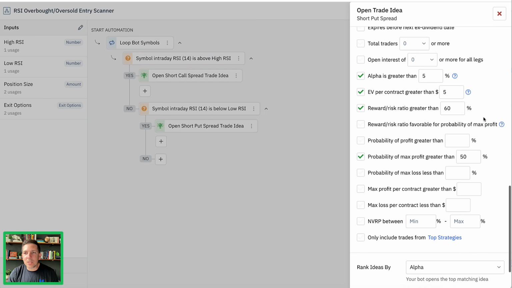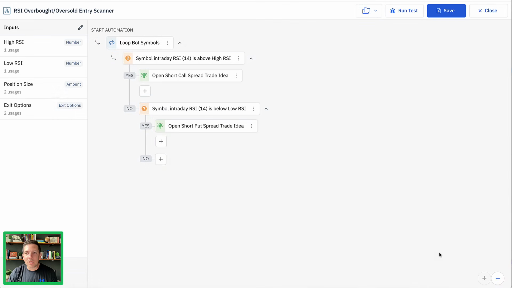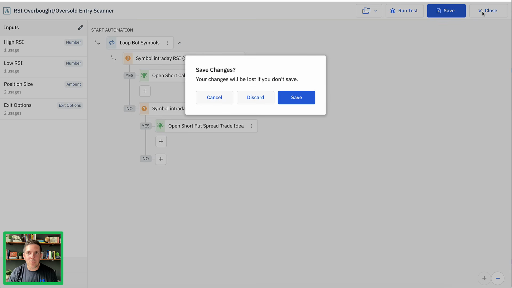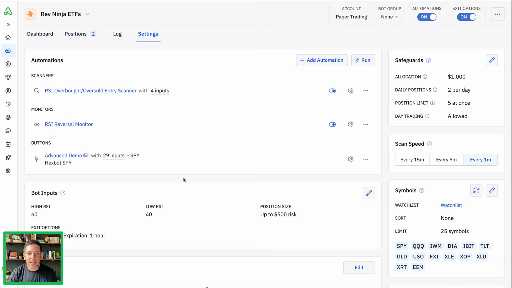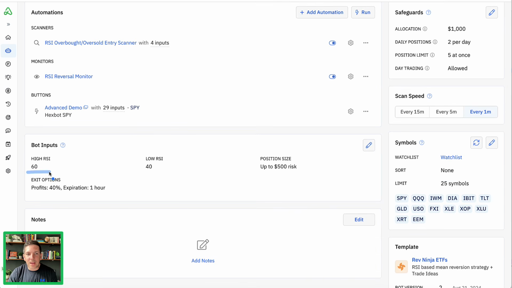And then down here for the position itself, I also have some very simple checks like the alpha is greater than 5, expected value per contract is greater than 5, risk to reward ratio greater than 60%, probability of max profit greater than 50%, right? So these are all the things I'm checking. So that will ensure that the bot is constantly checking these before it gets a new position. It has to meet all of these criteria before it opens that position. And if it does, then it would simply open that position, grab a new position for us. And again, here in my bot inputs, I'm setting the high RSI value, the low RSI value, and I'm setting my exit options exactly how I want the bot to manage the position.